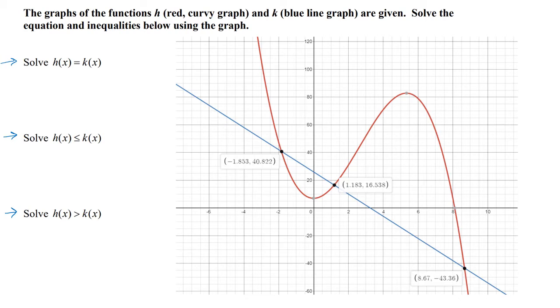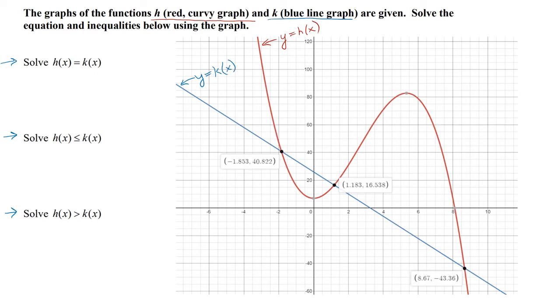First off, we need to make sure we recognize which graph is which. I've given them in different colors, but I've also described them here. H is the red curvy graph, so the graph here that starts up high at 120 and is coming down. This is y equals h of x. And then the blue line is k. So this is y equals k of x. I'll label them here so we don't forget which is which.